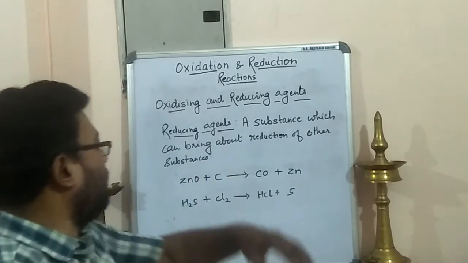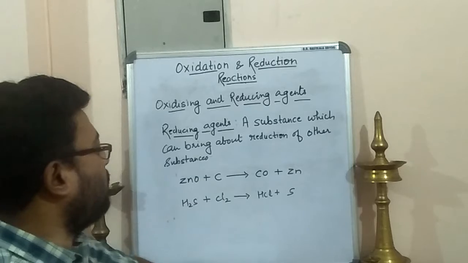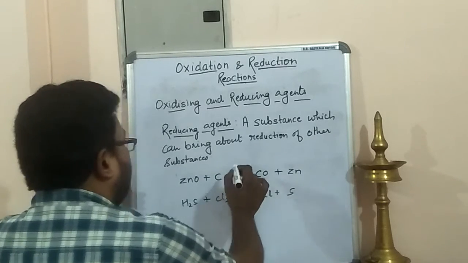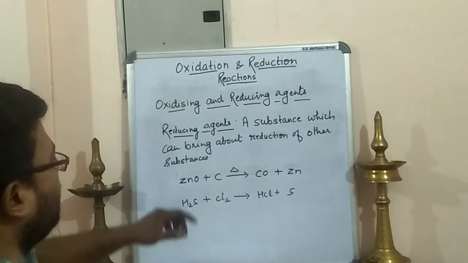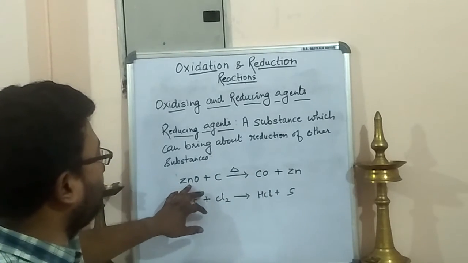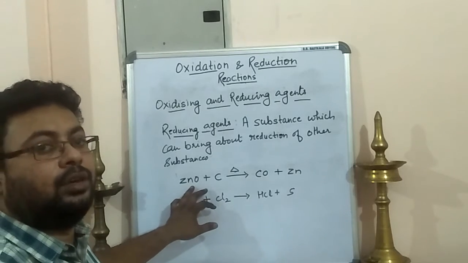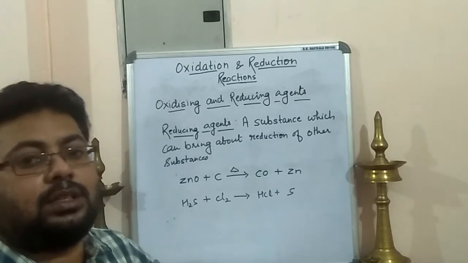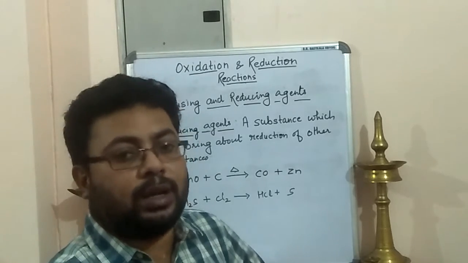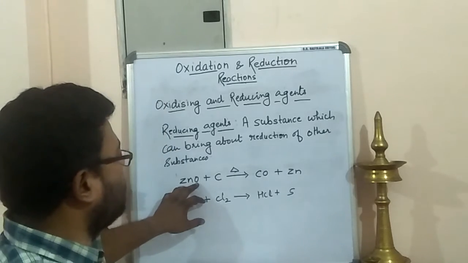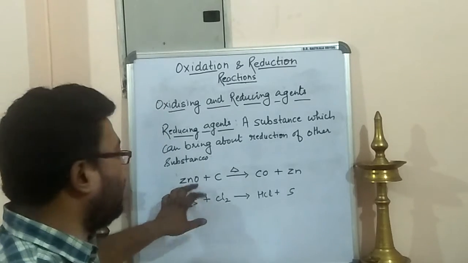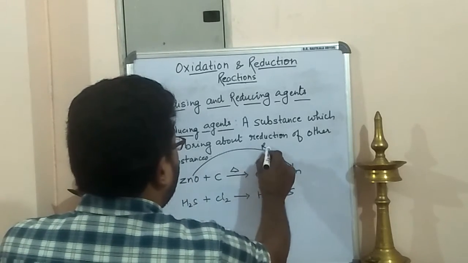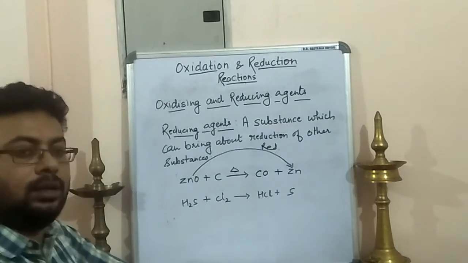For example, here we have zinc oxide reacts with carbon, it is heated. What happens? You can see that zinc oxide is getting reduced, isn't it so? So you need to identify which substance is getting reduced and which substance is getting oxidized. Now that's very important. So here we see that oxygen is being removed from zinc oxide, and what is happening? Zinc oxide is getting reduced. It is getting reduced to zinc, right?